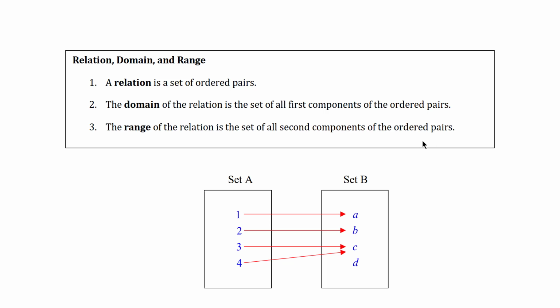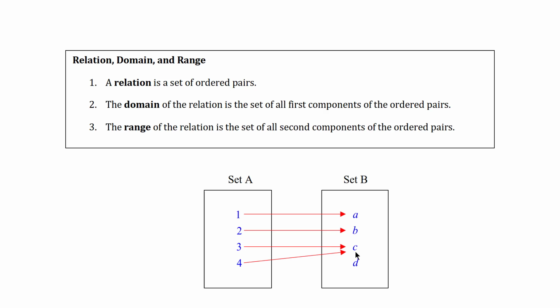Now let's look at the diagram below. In the diagram below, we have two sets. Set A, which is composed of the numbers 1, 2, 3, and 4. Set B, which is composed of the letters A, B, C, and D. Now between these two sets, we have arrows going from set A to set B. This sets up a correspondence or a relation between set A and set B. We have 1 corresponds to A, 2 corresponds to B, 3 corresponds to C, and 4 corresponds to C.